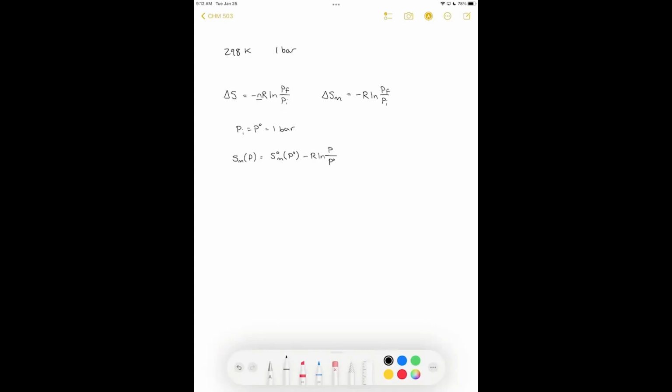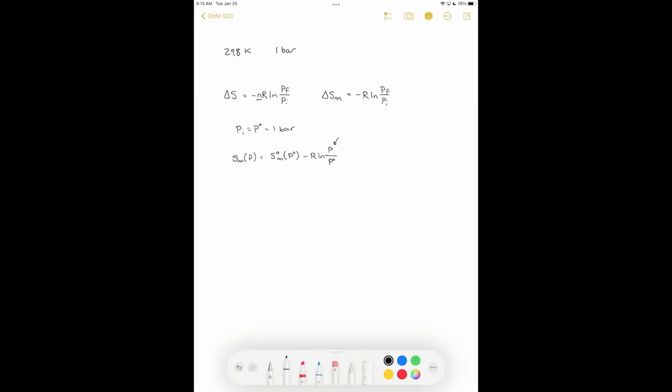You can see that if this pressure is larger than 1 bar, the natural log of this number will be a positive number and we'll be subtracting. So our entropy will go down at higher pressures, which makes sense because high pressure is usually a low volume scenario, and low volume means less disorder and therefore less entropy.